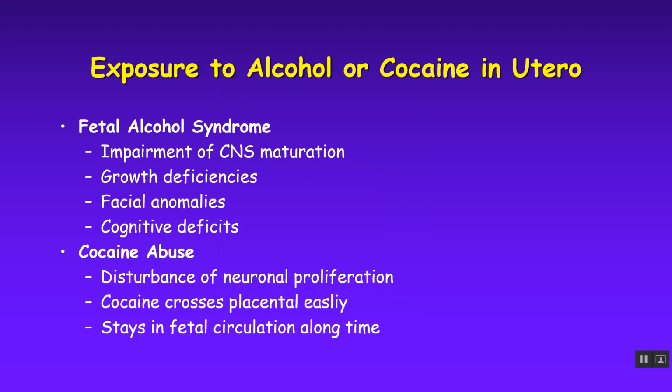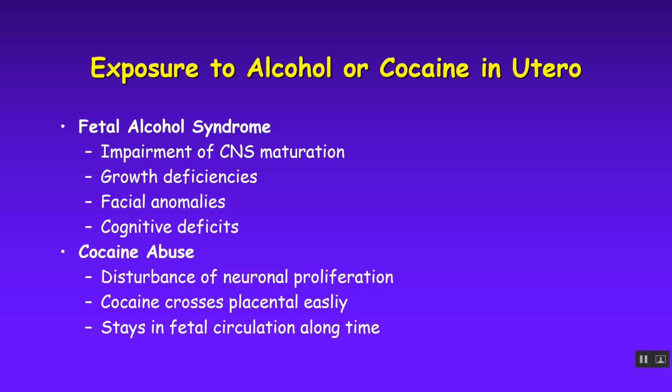Exposure to alcohol or cocaine or most illicit drugs in utero, fetal alcohol syndrome is pretty darn common, and you're going to see this sometimes. If you're working in peds, you're definitely going to see it. Impairment in the CNS maturation. It really dramatically can impact the maturation of the central nervous system. You see the growth deficiencies. You see these facial abnormalities, which I think I've got a picture of on the next slide. And just some gross cognitive deficits. They're just a little slow, and they may be a little hypotonic, and they just don't have quite as good coordination.